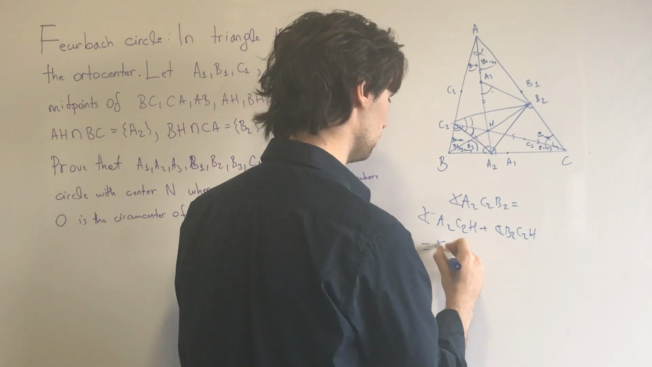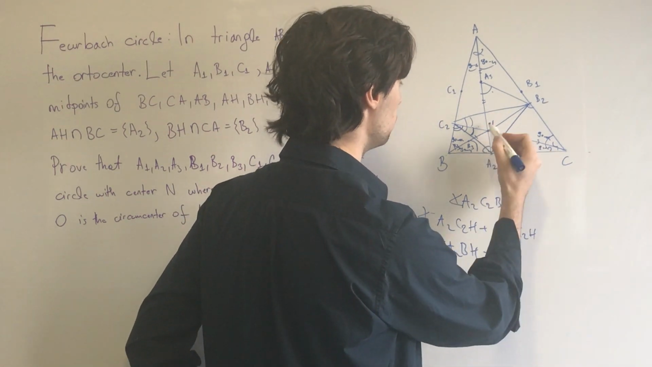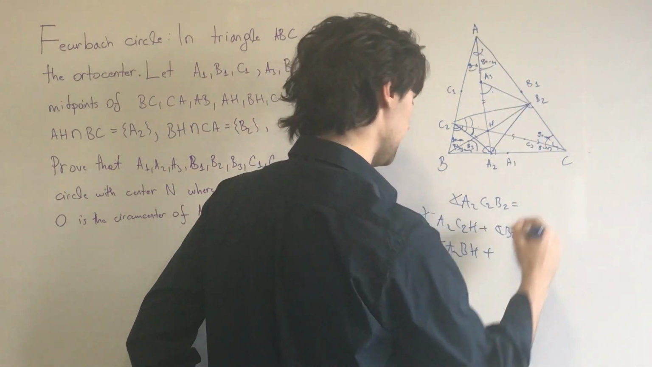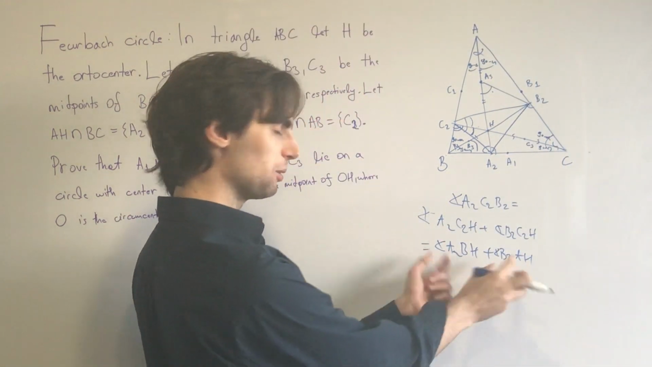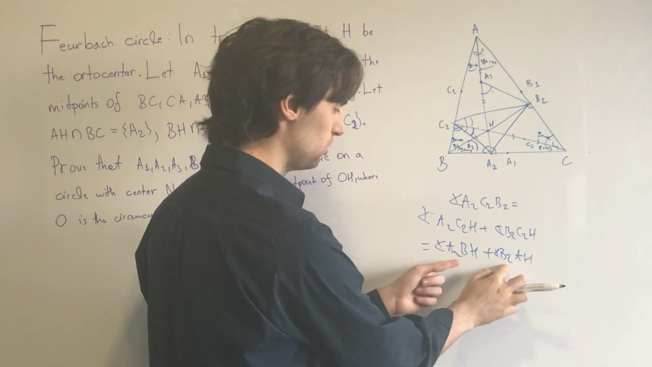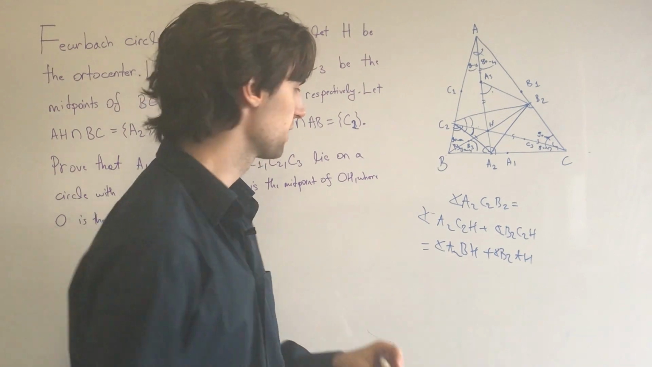So this is equal to A2BH. And then this is equal to B2AH. And when you have this sort of symmetry, you see A2, B2, BAH, it sort of tells you that you're on the right track.